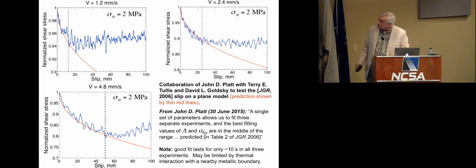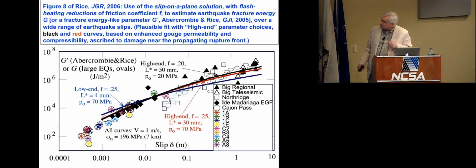Now, that solution for slip on a plane was used by me as part of a 2006 paper to go another step and ask, what is the fracture energy of earthquakes? G is a very common symbol for that, a shear fracture energy. And there's something that you could actually estimate from seismology, which you could argue ought to always be comparable to G, but not quite identical, called G prime.